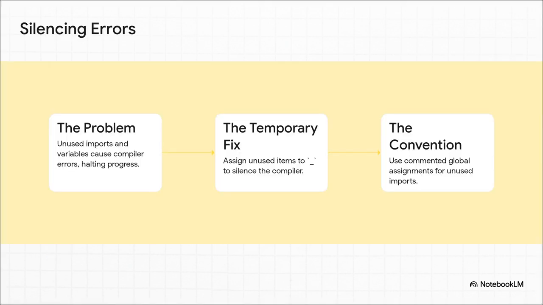And this is where the underscore comes to the rescue as a temporary fix. That compiler error pops up, unused variable. Unused import, you can just assign it to the underscore. This tells the compiler, hey, chill out, I know it's unused for now, and it silences the error. This lets you compile and test your work without having to delete code that you know you're going to need in 5 minutes. It's just a simple trick to keep you in the zone.